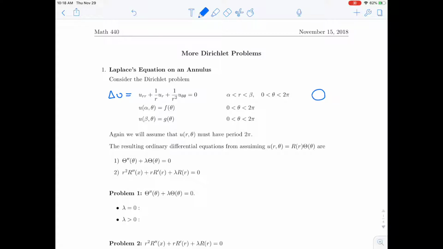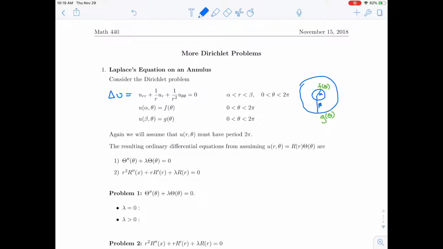So think about an inner circle of radius alpha and an outer circle of radius beta. Pretend those are circles. Okay, so we're going to specify the value of the function as a function of theta on the inner circle, and then the value of the function as a function of theta on the outer circle. And that will be the boundary value problem that we want to solve. We're going to again assume that our function must have a period of 2 pi.